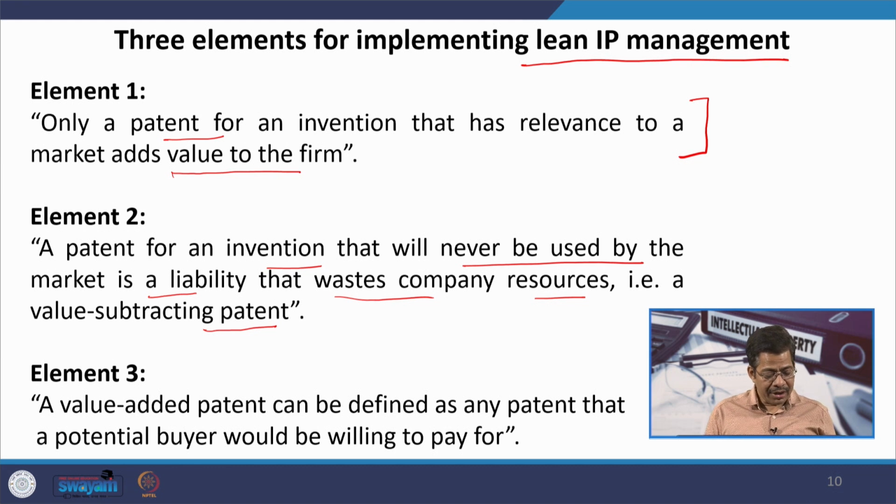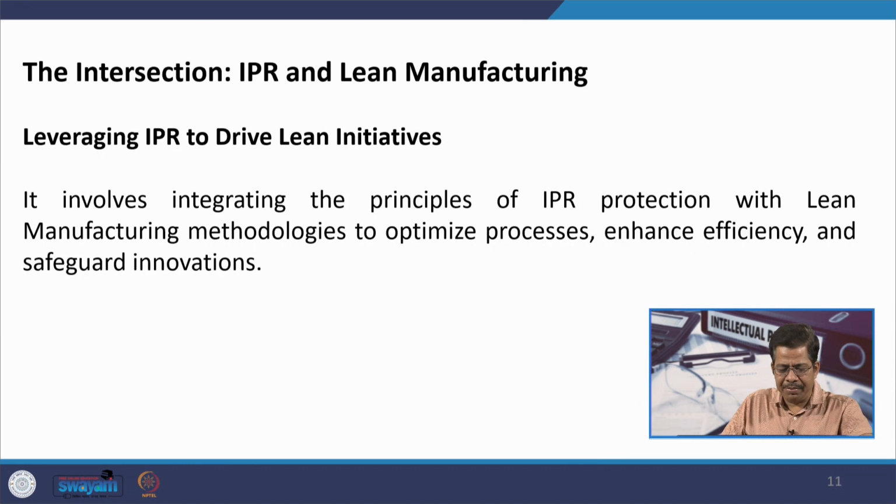And third, a value-added patent can be defined as any patent that a potential buyer would be willing to pay for. So, you need to see your patent or your IP from the perspective of the buyer, the customer: whether you would be willing to pay for this particular IP or not. If you are willing to pay for that particular IP, you can say that it is a value-adding IP. That is a kind of litmus test: we need to be on the other side of the discussion and see whether we ourselves would pay for that particular IP or not.